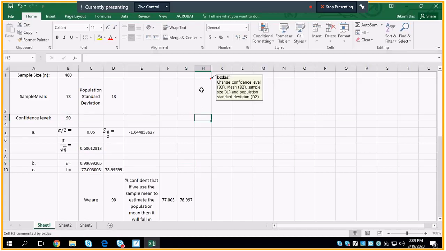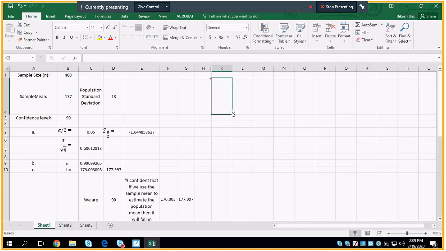Then it says mean in B2. So the sample mean for this one is in B2, 177. Then it says sample size in B1, which is 36 for this problem, and population standard deviation in D2. Population standard deviation is $150 for this problem. If I go back to the problem, these are the numbers we have been given. And it has calculated everything for you.